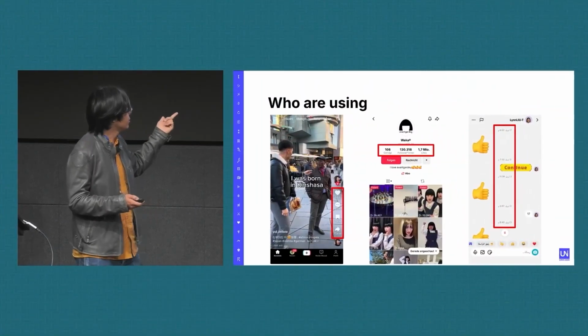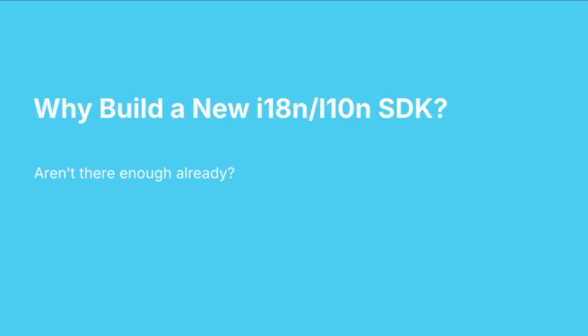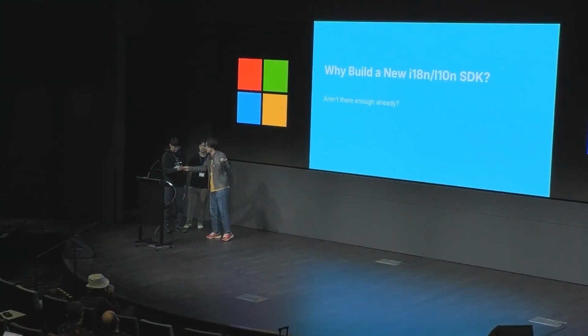This is the SDK in real case. So the first one is the likes and the comments, numbers of the interaction buttons, and also the profile page, and also in chat. So all these are already online. So next I will pass to Phil to describe why we built it.